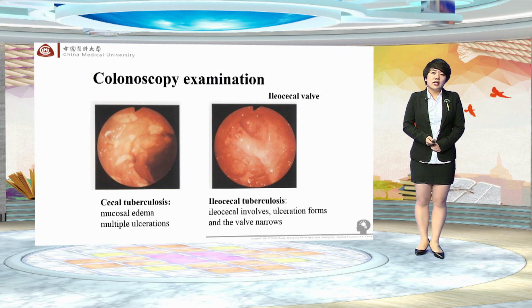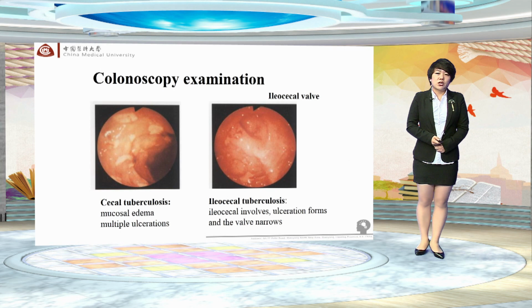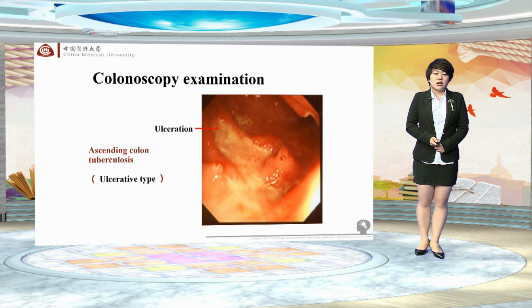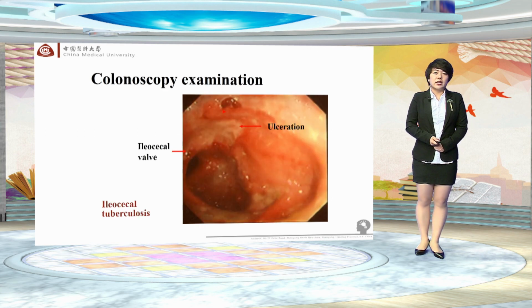And here I have some pictures to show the ulcer. The left picture is cecal tuberculosis. We can see the mucosal edema and multiple ulceration. The right picture is ileocecal tuberculosis. And in this picture, the location is ascending colon tuberculosis. You can see the ulcer region. This picture is ileocecal tuberculosis, and you can see the ileocecal wall.